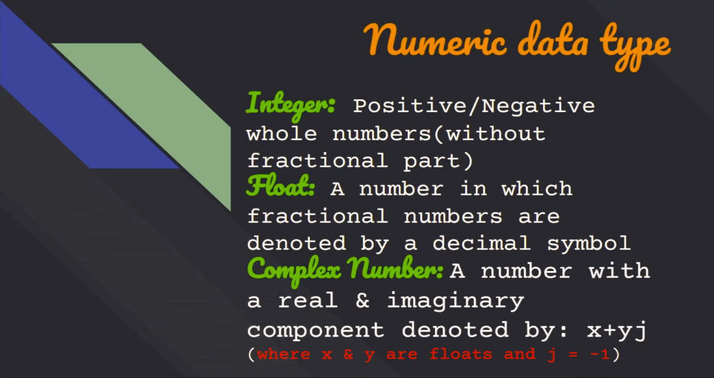The numeric data type is further classified into three types: integer, float, and complex numbers. Integers are positive and negative whole numbers without any fractional part. A float is a number in which fractional numbers are denoted by a decimal symbol, for example, 2.36 or 6.36 and so on. The complex number is a number with a real and imaginary component denoted by x plus yj, where j is the imaginary component which has a value of -1, and x and y are floats.